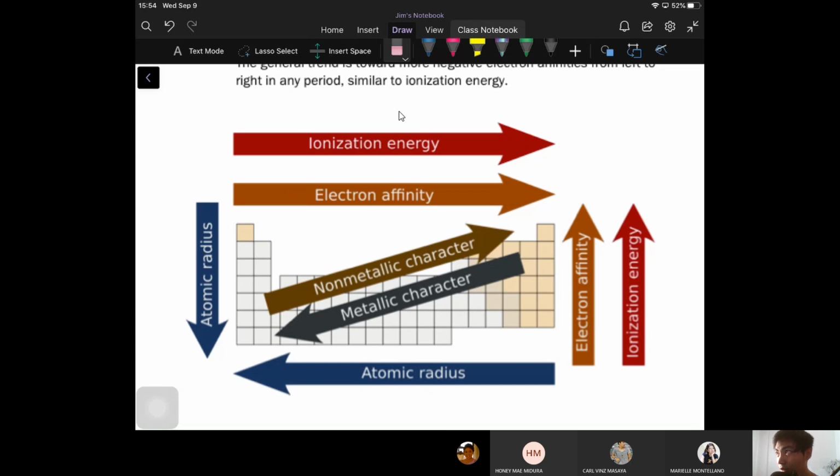Therefore, as well, pahirapan din siya kunan ng electron. Kasi malapit na siya maging noble gas, ayaw na niya mamigay ng electron. Gusto niya, tanggapin na lang yung electron. So, that's why the trend is ganyan.